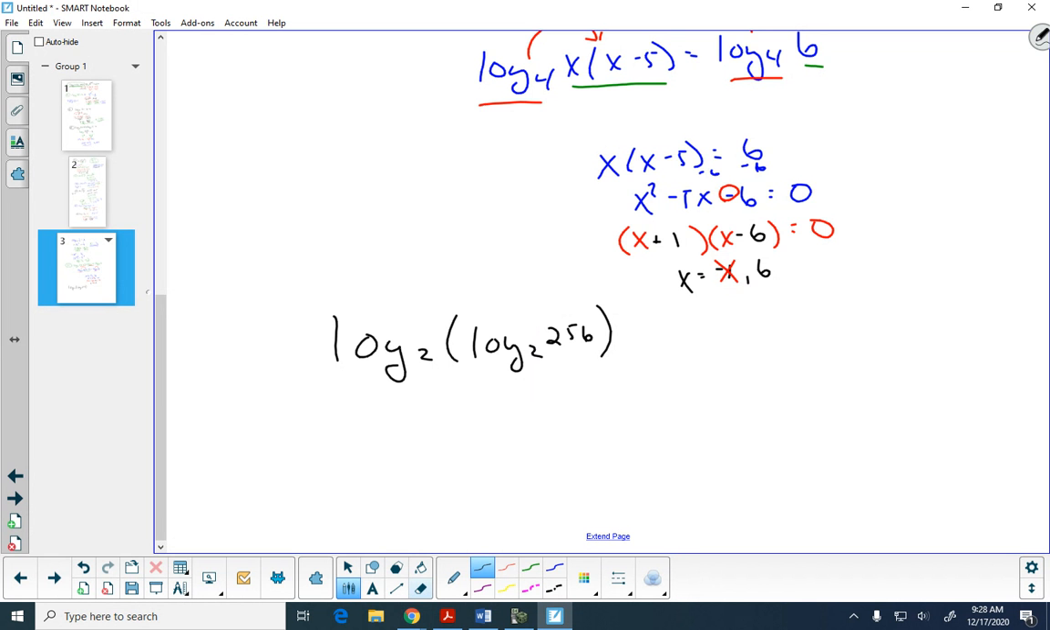Well, let's work ourselves inside out here. Let's start with this. Let's find out what this value is here. Well, what we have is log base 2 of 256 is equal to x. Go ahead and write that exponentially.